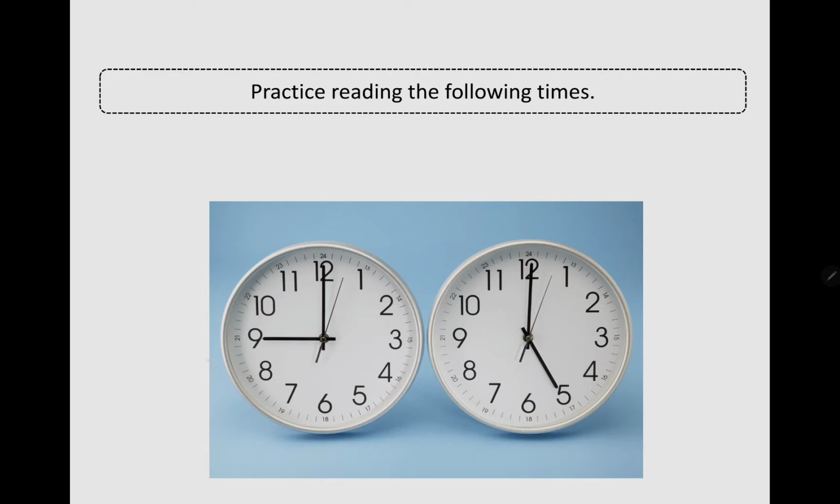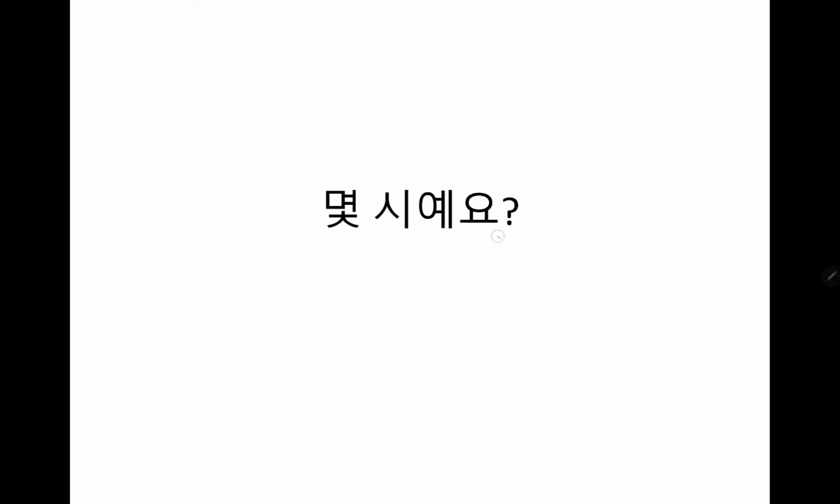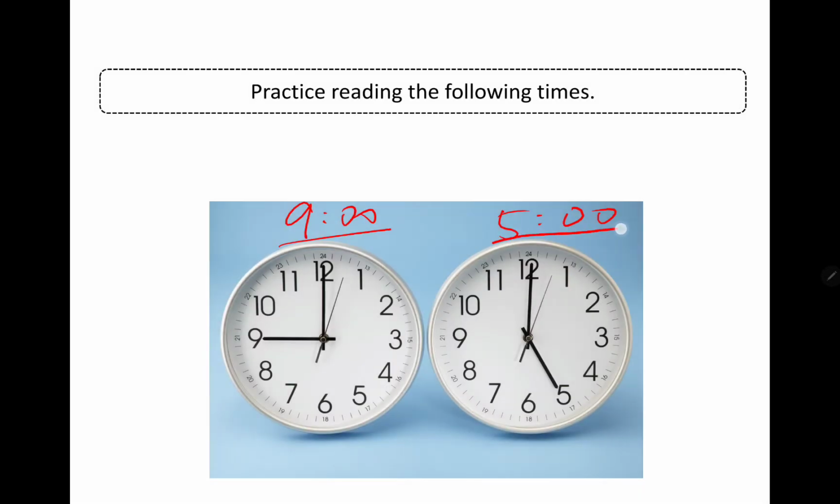Okay, let's look at this time. How can we read this? This is 9, right? And this is 5. So this is 9시예요. And this is 5시예요. Okay.